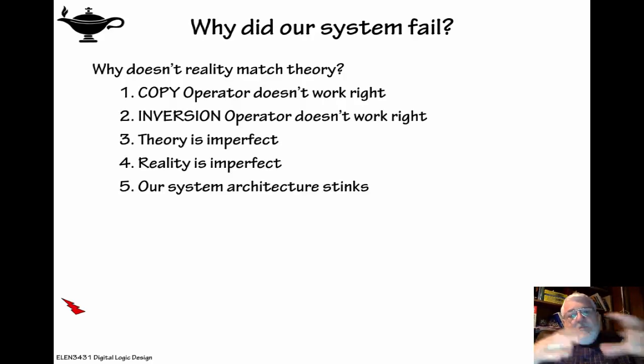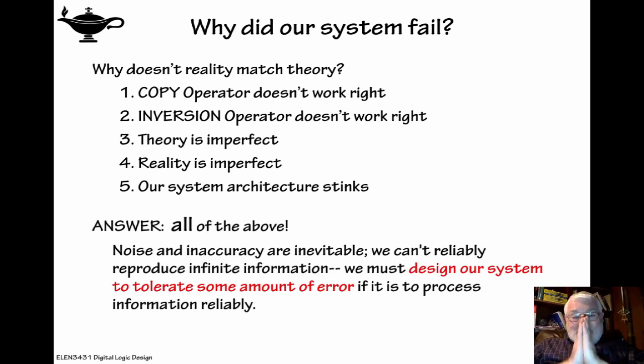So we have to ask, this block system that we created, why did it fail? Why did it not give us what we expected? Well, the copy operator doesn't work right. Maybe when we copied it, it copied some noise. The inversion operator doesn't work right. When we invert, it doesn't do it the way it's supposed to. Maybe the theory's wrong, maybe we're not correct in our assumption about how copy and invert work. The reality is imperfect, we have a distorted reality looking at the result. And lastly, maybe our system architecture stinks. Something is wrong with it. And the answer to why our system failed is all of the above.